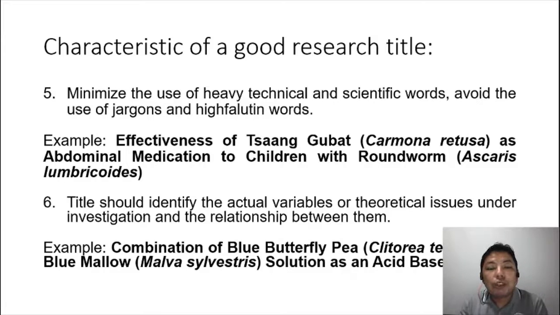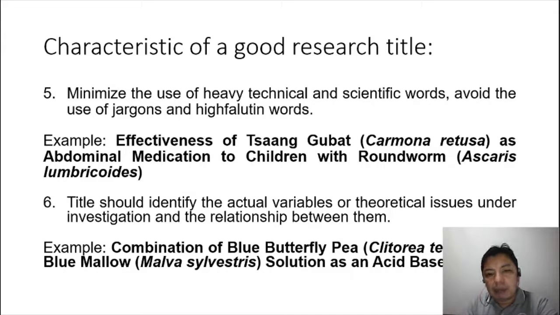Okay? So, you minimize the use of heavy technical and scientific words or substitute them with layman's term na madaling naiintindihan ng reader nyo. So, again, like take a look at the example, effectiveness of tsaang gubat as abdominal medication to the children with roundworm. Okay? Now, characteristics number 6, title should identify the actual variables or theoretical issues under investigation and the relationship between them. So, ito importante ito.